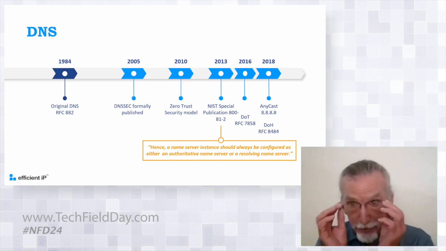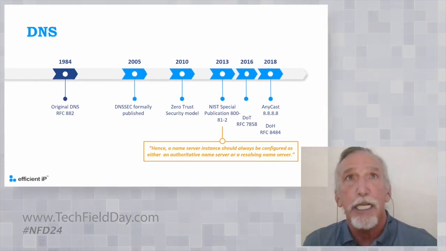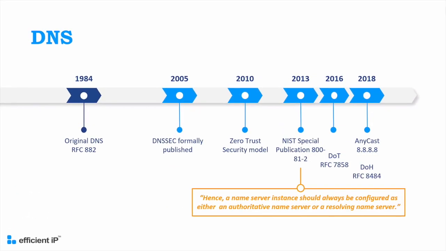So here are some milestones, and not necessarily everything. These are the ones that are important to me and things that we'll be talking about as we go through this. But the original RFC 882 for DNS came out in 1984. And yes, kids, I was in the business back then. It specified resolving and authoritative DNS, and that kind of morphed into authoritative DNS doing recursion, right? And we'll talk about that.